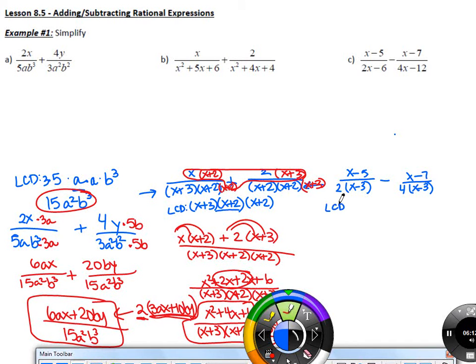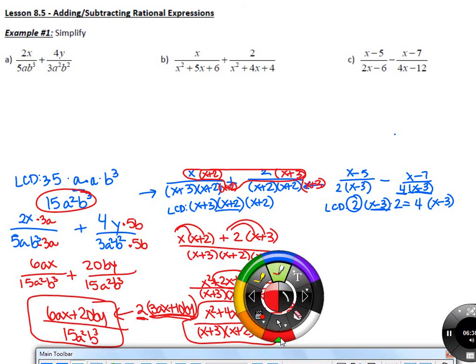So again, creating my least common denominator. In my first fraction, I have a 2 and an x minus 3. When I come to my second denominator, the x minus 3 is already accounted for. The 4 is partially accounted for with the factor of 2, but I need another factor of 2. So my least common denominator is going to be 4 times x minus 3, which means the denominator in the second fraction doesn't need to change, and in the first fraction, I just need to multiply it by 2. So I'm going to have 2 times x minus 5 over 4 times x minus 3.